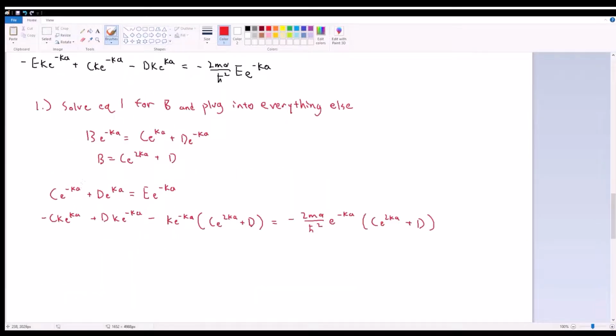Similarly, for the bottom equation, we're going to get negative E K E. Actually, the bottom equation doesn't change at all because there's no B's here either. So plus C K e to the negative K A minus D K e to the K A is equal to negative 2m alpha divided by h bar squared E times e to the negative K A.